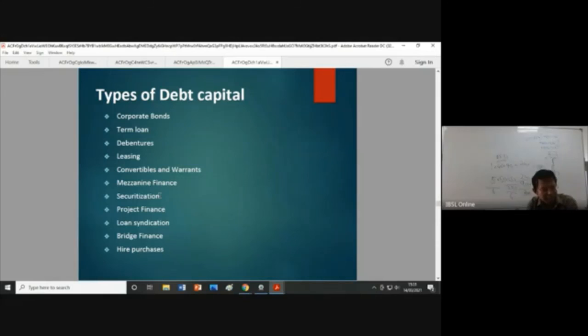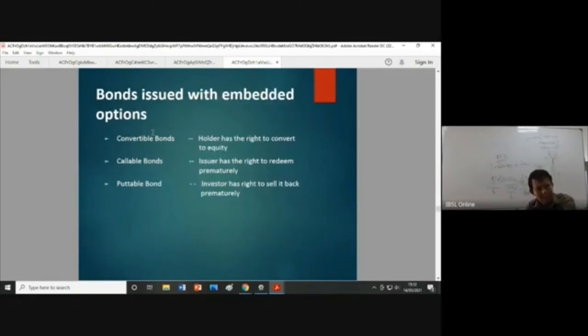Before you finalize the facility, you give some facility to entertain this customer. The bridging facility. Purchase at the moment it's not available too much. And these things also we discuss. Remember the convertible option, callable option, puttable option. The first two are very important.